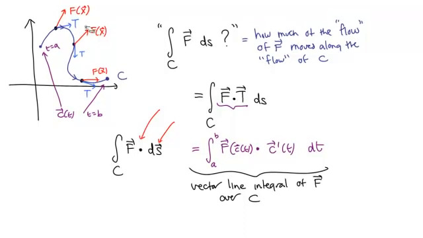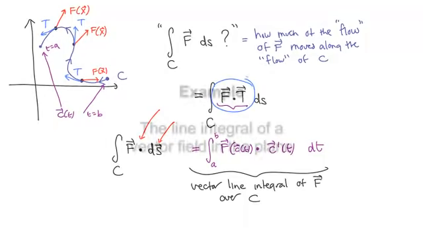If we were to take the same curve in this picture, but assumed instead that the flow went in the other direction, then all of our unit tangent vectors would be pointing in the opposite direction, and that would have the effect of changing the sign of this dot product.